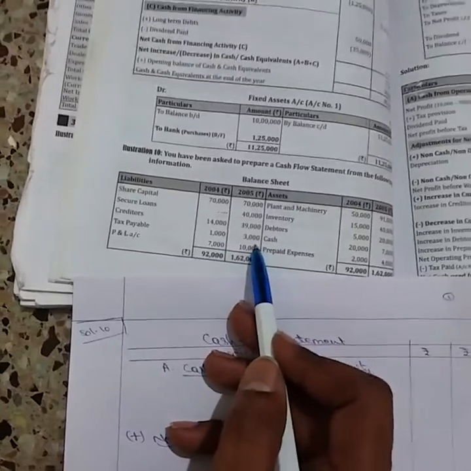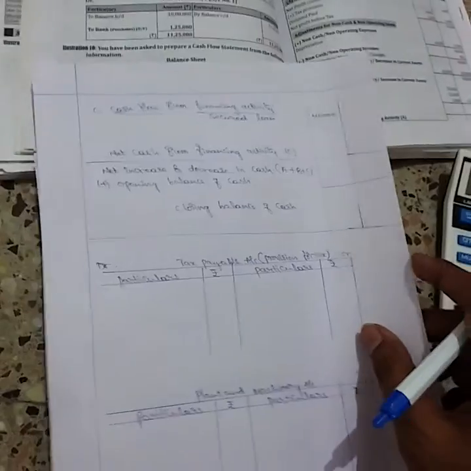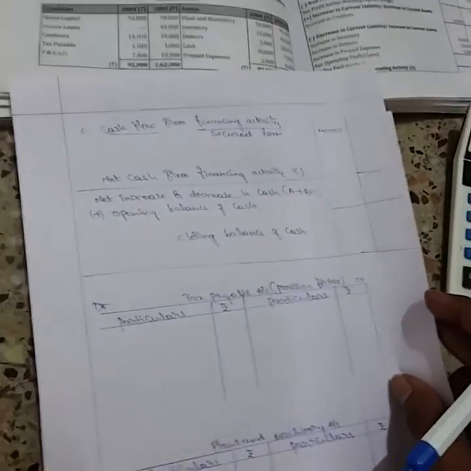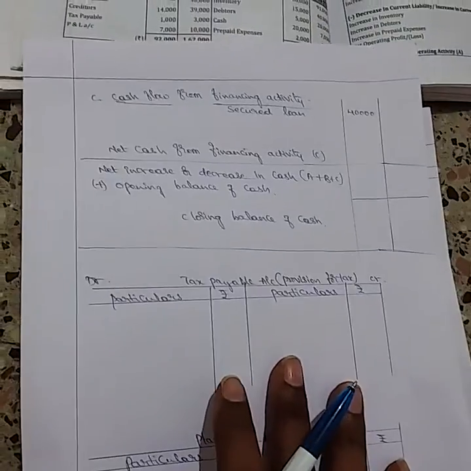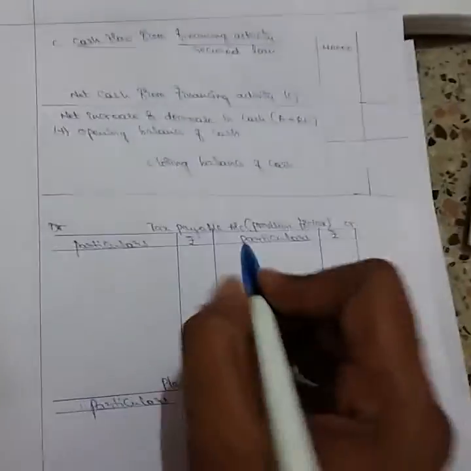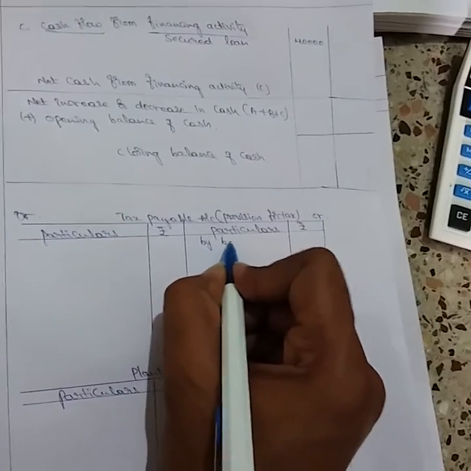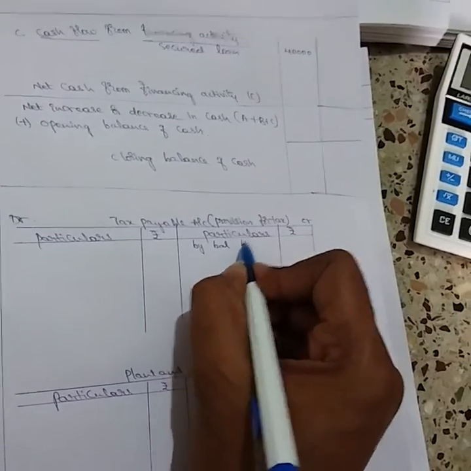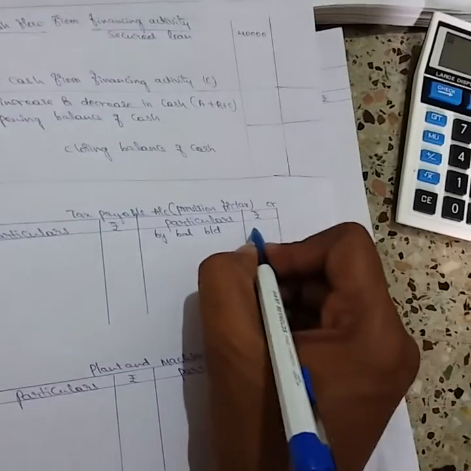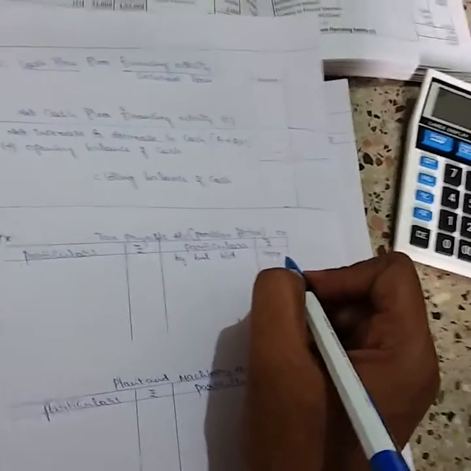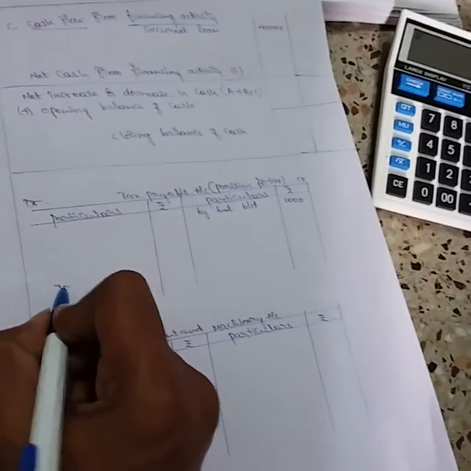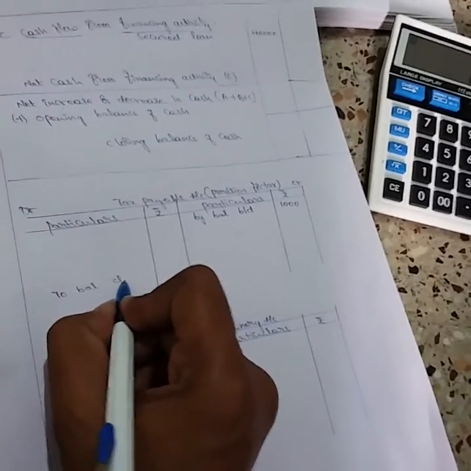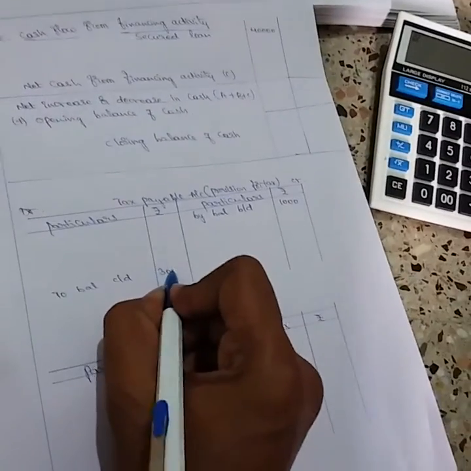Tax payable. So the provision for tax account is prepared. Tax payable account. Tax payable is a liability. Liability will have a credit balance, opening balance on the credit side. By balance brought down. So opening balance is 1,000 and closing balance is 3,000. To balance carried down, 3,000.